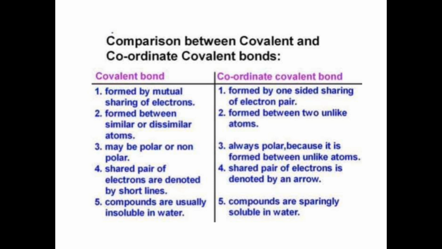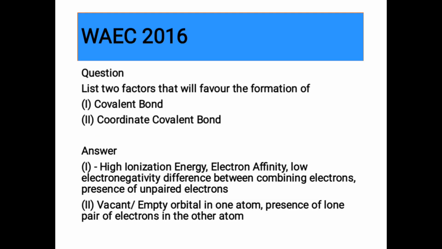Okay, you can have another difference that involves the shared pair of electrons. In covalent bonds it is denoted by short lines. In coordinate bonds, the shared pair of electrons is denoted by an arrow. And then of course, covalent compounds are usually insoluble in water, while coordinate covalent compounds are sparingly soluble in water. So that's the difference between them.